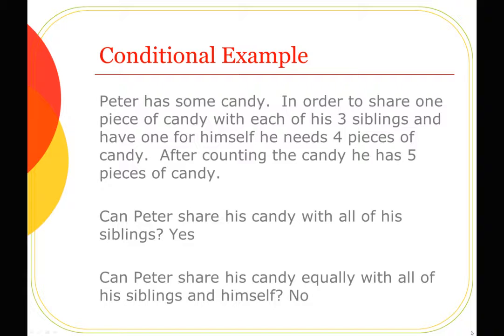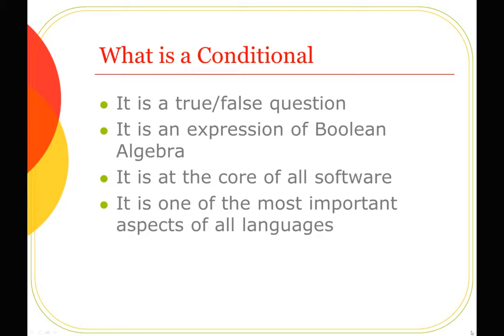Well, what happens if Peter only has 5 pieces of candy? Can he still share the candy? Well, yes, he can. But can he share it equally with all of his siblings and himself? No, because he will have 1 piece of candy left over. As you can see, it is a true-false question.